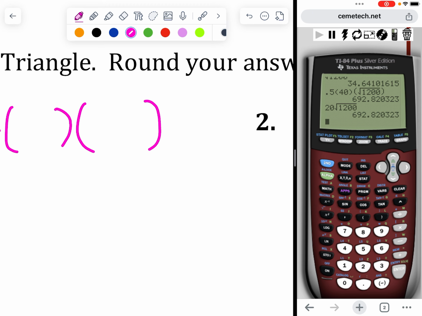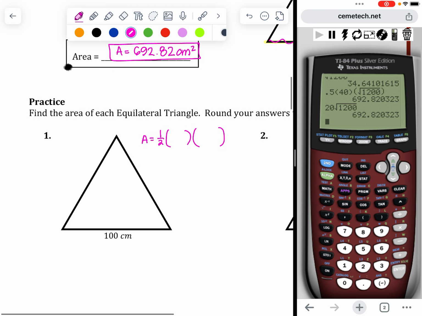All right, so this is an equilateral triangle. I'm going to use this horizontal piece as my base. I could use this and then draw my altitude here, but I don't really feel like it. So I'm going to say that's my base, 100. And then I need the height, so I'm going to draw in the height.